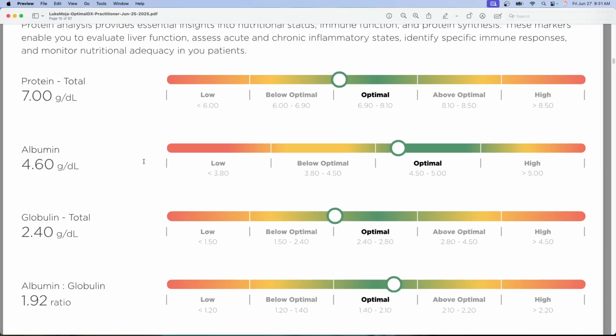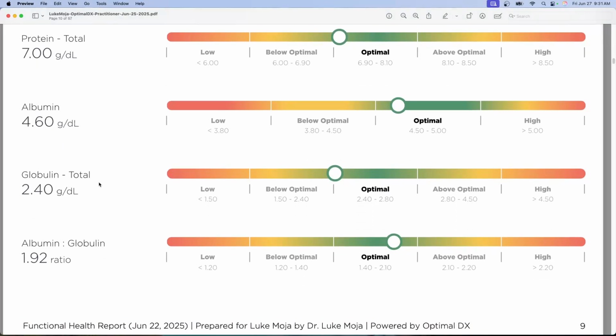Another thing with albumin is it's a carrier for calcium. So if albumin's high or low, that can affect your calcium levels. So if your calcium levels look to be a little bit off, always go look at the albumin to see if there's an issue there, and you may have to adjust that calcium level based on if there's an issue with albumin. Globulin is another protein.